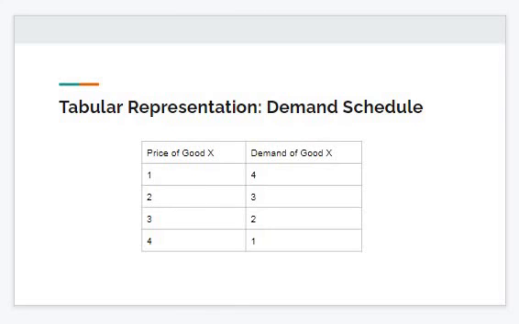Tabular representation of the law. If the relationship between demand and price is shown in tabular form, then it is known as a demand schedule. It can be seen that as the price of good X increases from 1 to 4, its demand decreases from 4 to 1.